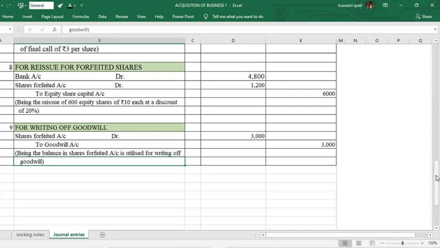This is how we have to do the treatment in the books of the purchasing company. I hope that you all have understood this problem.